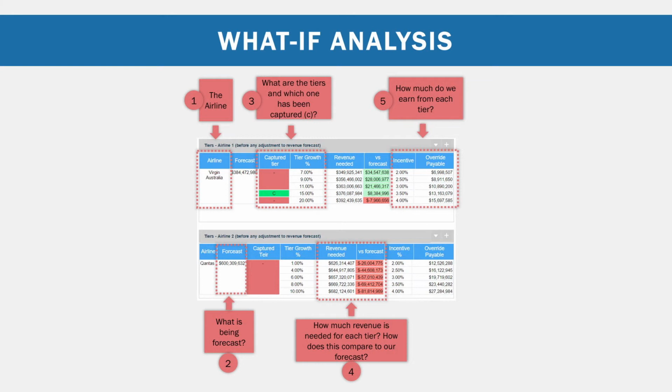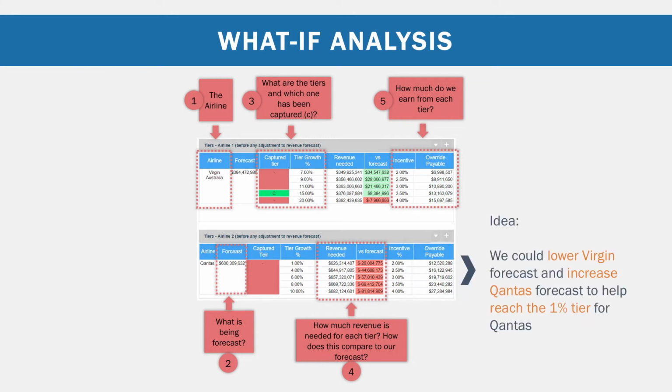And although it's a bit hard to see, the opportunity that an agent can see here is that if they were to lower their revenue that they're forecast for, say, Virgin, and instead sell Qantas tickets in its place, they could actually hit a tier for Qantas and earn commissions. So it offers people an ability to potentially optimise their business.